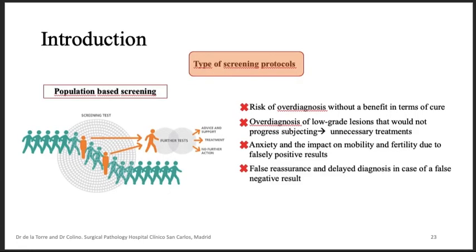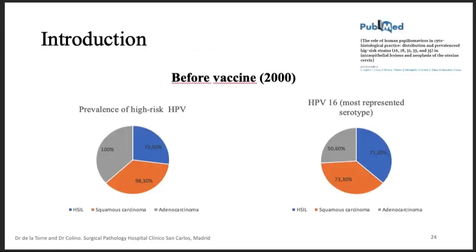As for the harms, noteworthy issues include the risk of overdiagnosis without a benefit in terms of cure, the overdiagnosis of low-grade lesions that will not progress, subjecting the patient to unnecessary treatments and anxiety, and the impact on mobility and fertility due to falsely positive results, as well as a false recurrence and delayed diagnosis in case of false negative results. The distribution of human papillomavirus prior to the implementation of the vaccine has been extensively studied.